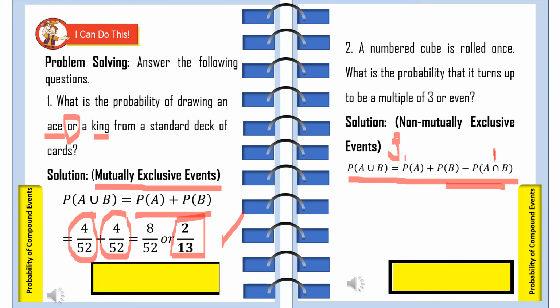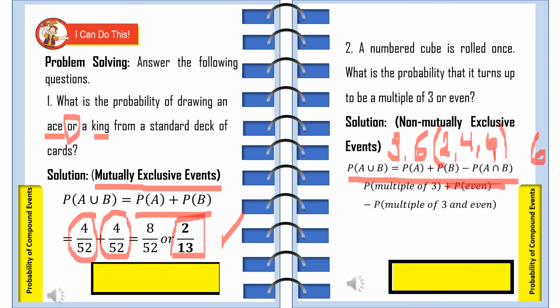So 3 and 6. And then, sa second event, even. What are the even numbers from 1 to 6? That is 2, 4, and 6. Correct. Meron tayong tatlo. Now, tingnan natin. Obviously, meron tayong nakitang common. We have common numbers dito. Yes, that is 6. Pareho silang may number 6. Therefore, they share the same element. Kaya meron tayong ima-minus sa kanya. Kaya ang formula natin ay ito. Establish na natin yan.